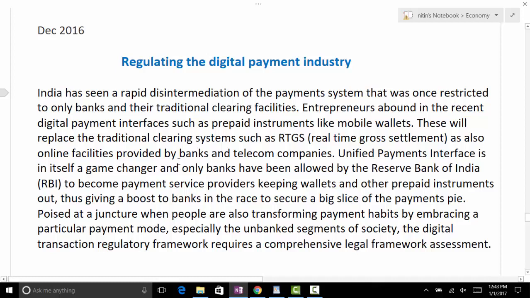Fourthly, more easy and fast transactions. Sixthly, you can say the cost of doing transactions has also been reduced by going for cashless transactions. Because one thing is you take out money, then you go and spend it. A lot of cost is involved in that transaction. But you do it by a finger click, and the cost of transaction has been reduced. Right. So there are a plethora of benefits.